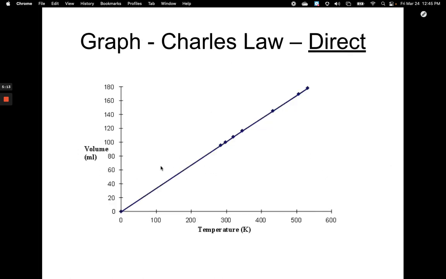Okay, it's a direct relationship. As you see, as the temperature goes up, the volume goes up. Now, I want to show you something very important.